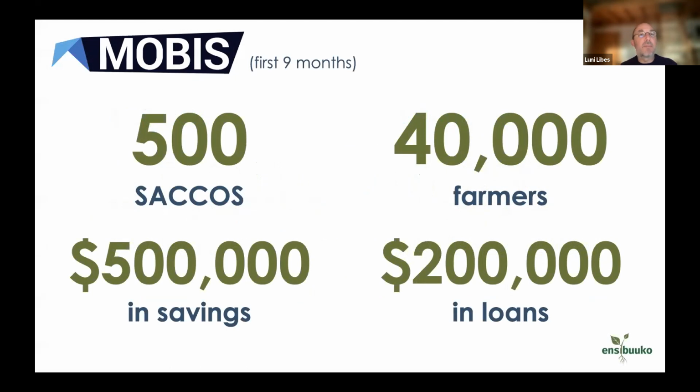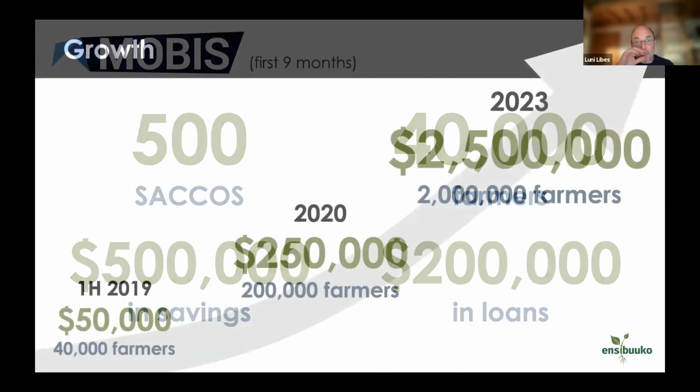In the first 9 months of this business, we have signed up 500 SACCOs. We have 40,000 farmers using the system. They have $500,000 in savings in our system, and they have $200,000 in active loans. It works, right? Proof that it works.